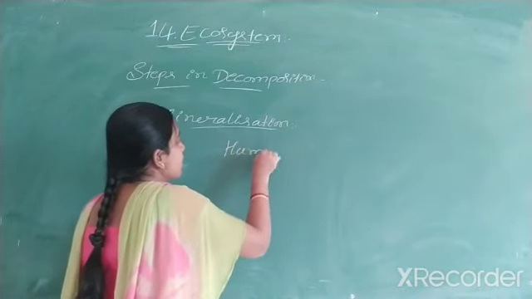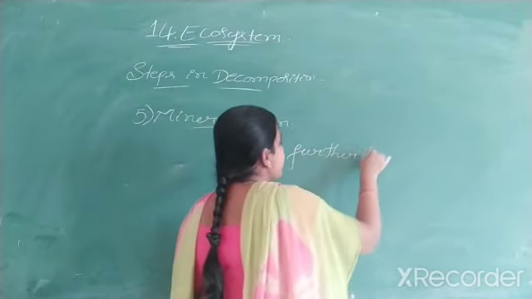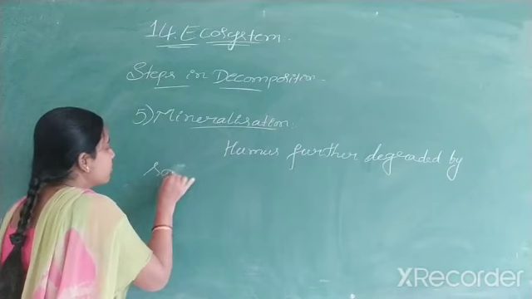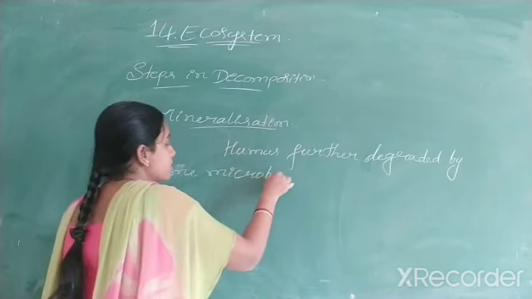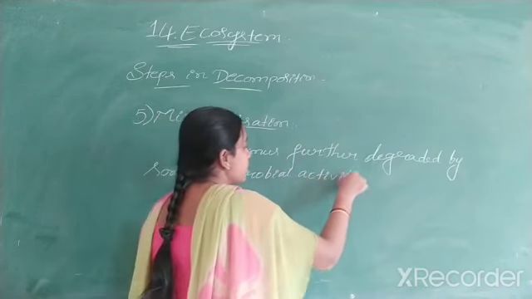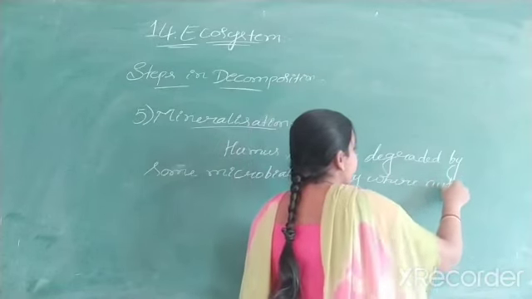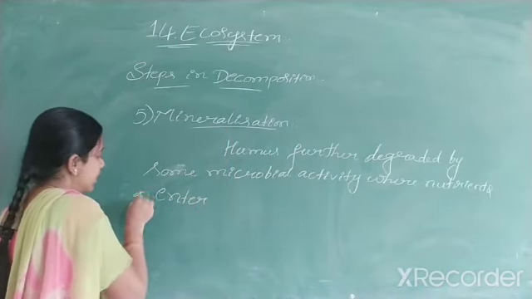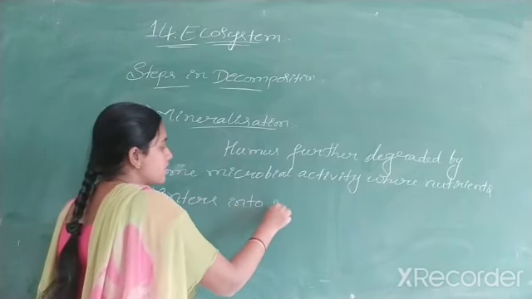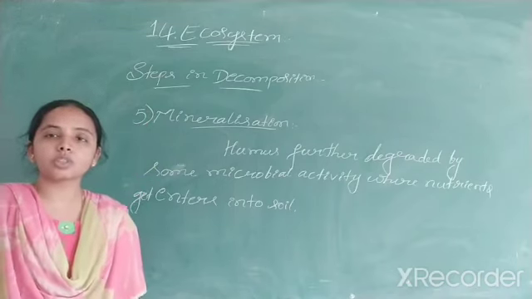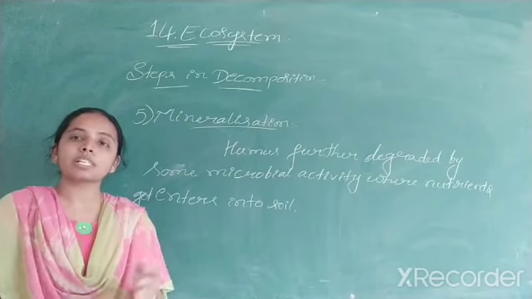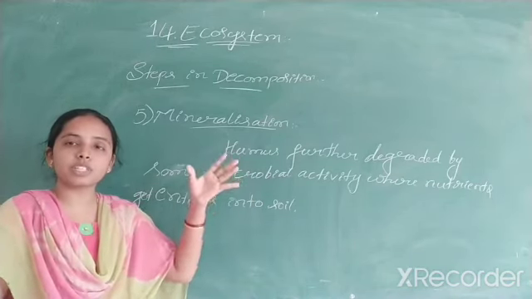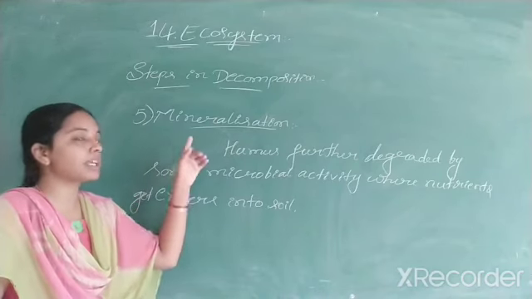So humus is further degraded by some microbial activity, where the nutrients enter into the soil. This is the last step of decomposition. Humus is resistant to microbial activity, but some microbes act over it and it undergoes further decomposition, where the nutrients present in the humus enter into the soil. This is called mineralization.